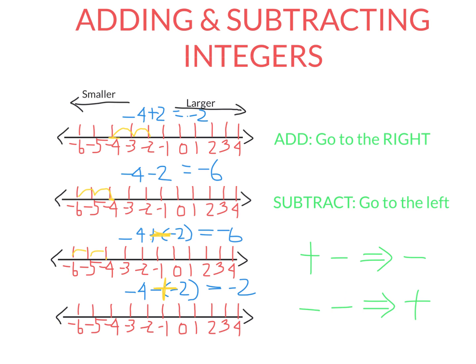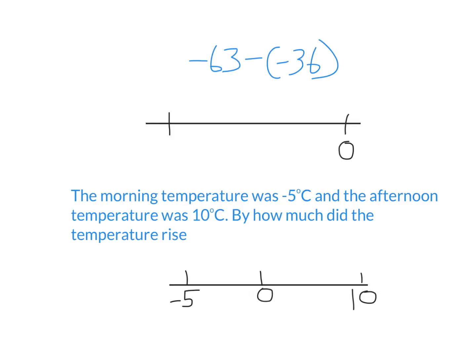All right, let's look at an example involving larger numbers now. So if you have something like negative 63 subtract negative 36, you can still use a number line if you can't do it in your head. Of course, we don't want to rule up our number line, negative 63, negative 62, negative 61. That will take forever.